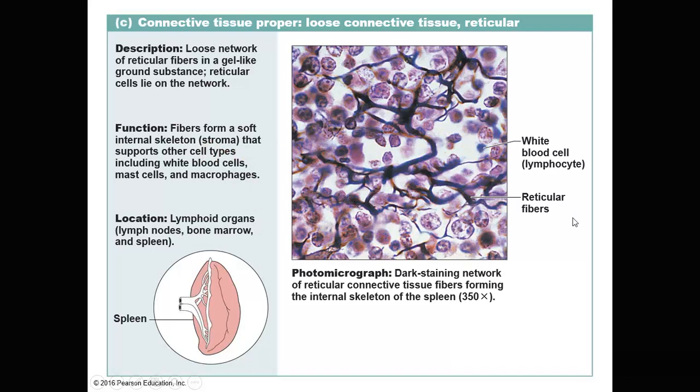So the loose network of reticular fibers in a gel-like ground substance. Reticular cells lie on the network. Function: the fibers form a soft internal skeleton, stroma, that supports other cell types, including white blood cells, mast cells, and macrophages. You find it in the lymph nodes, okay, bone marrow, and spleen.